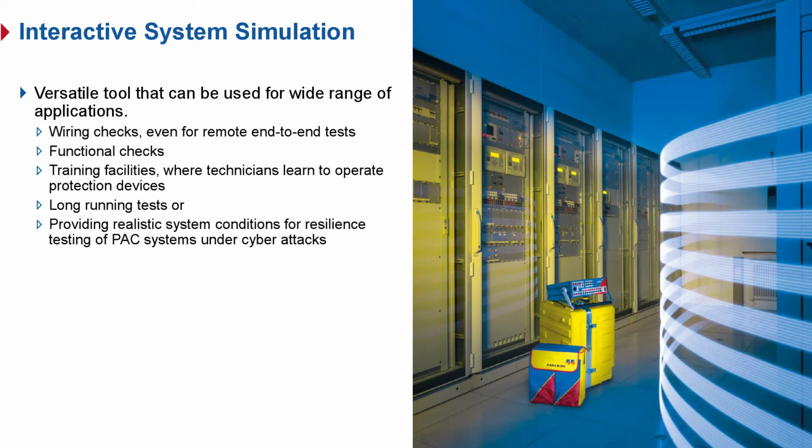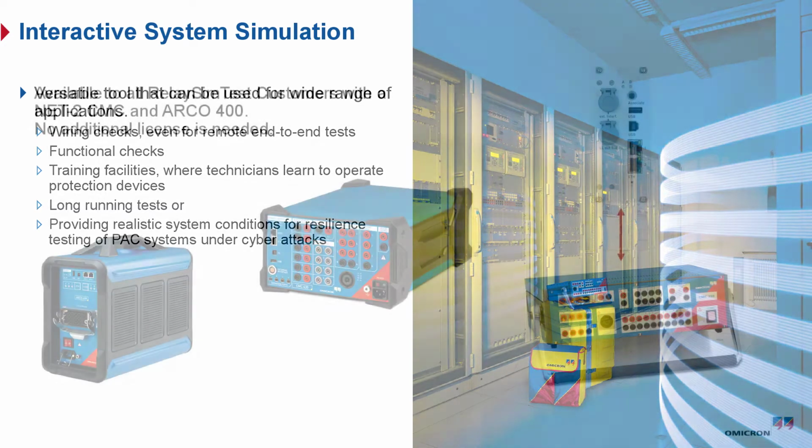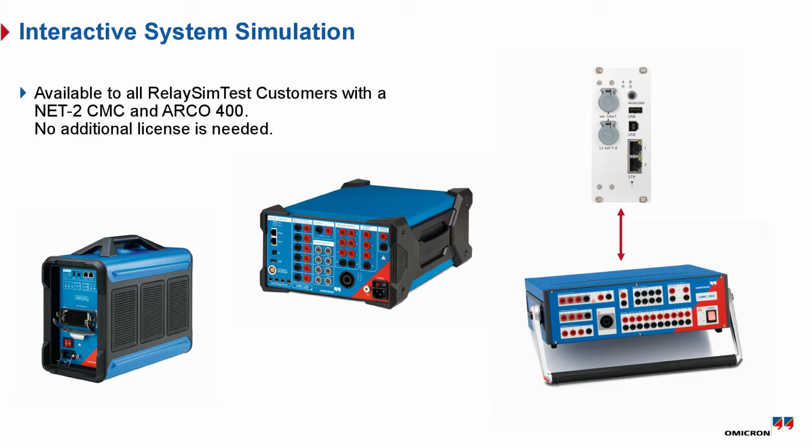The interactive system simulation is a versatile tool that can be used for a wide range of applications, like wiring checks even for remote end-to-end tests, functional checks, training facilities where technicians learn to operate protection devices, long-running tests, or providing realistic system conditions for resilience testing of PAC systems under cyber attacks. The interactive system simulation is available to all RelaySimTest customers with a CMC with the Net2 interface or with an Arco 400. No additional license is required.